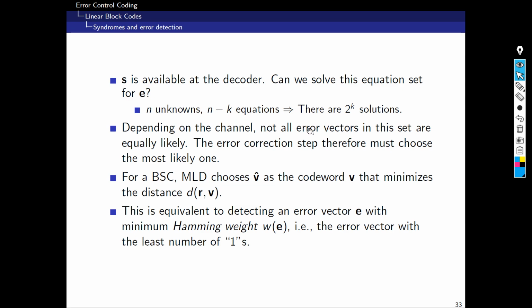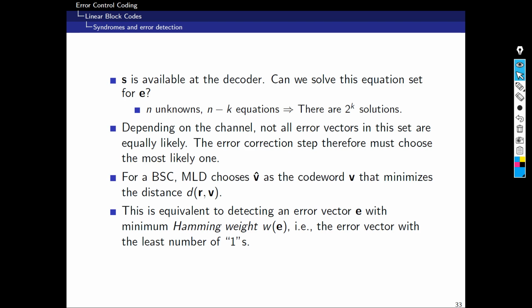The solution for this problem, we have an infinite number of solutions. So we can reduce them to 2 to the power k solutions, because this is an underdetermined problem. The number of equations is less than the unknowns, and you don't have one solution. So how can you solve these? You have 2 to the power k different solutions.